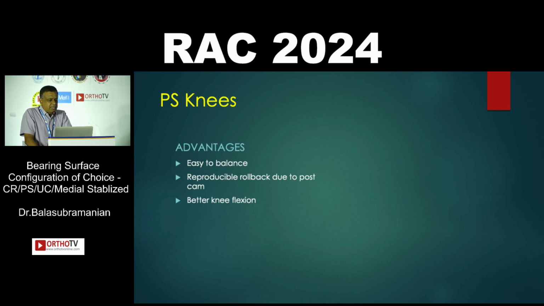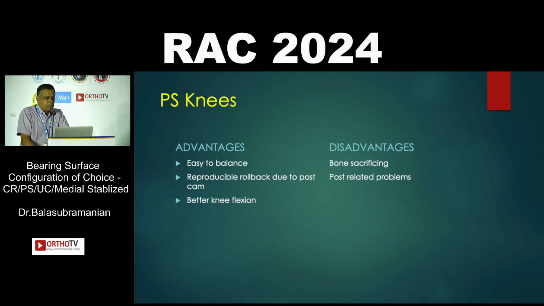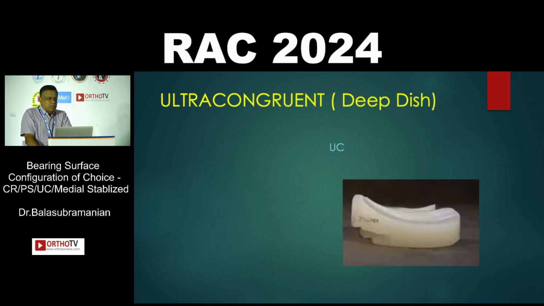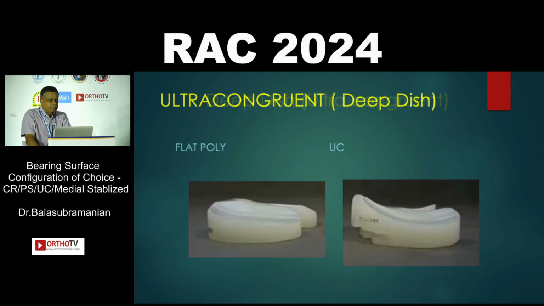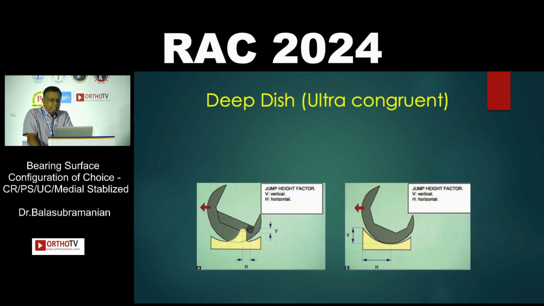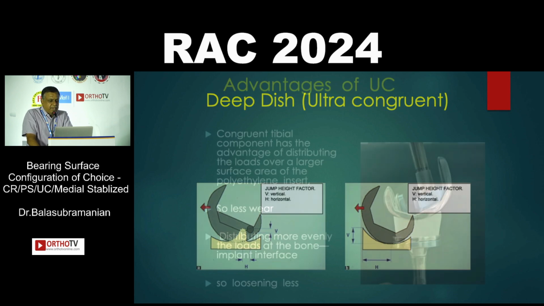The advantages of PS knees are, of course, it's very easy to balance, reproducible rollback due to post-cam, better knee flexion. Disadvantages, bone sacrificing, post-related problems, and more wear. So to get the posterior stability without post-cam mechanism, the ultra-congruent knees were introduced. In PS knee, the post takes care of the stability. Here, the height of the anterior lip takes care of the stability.